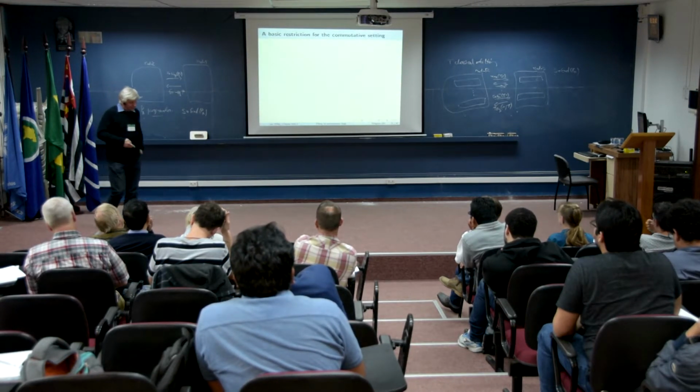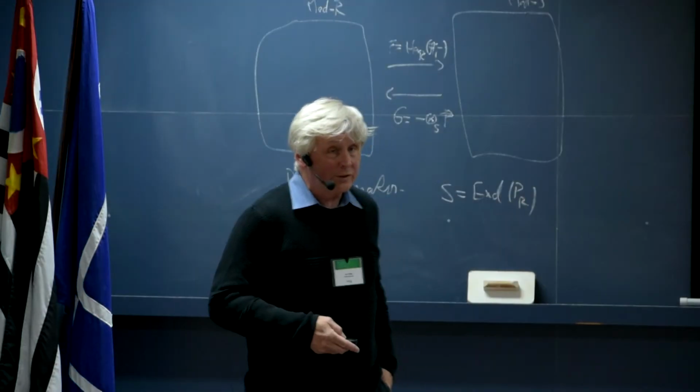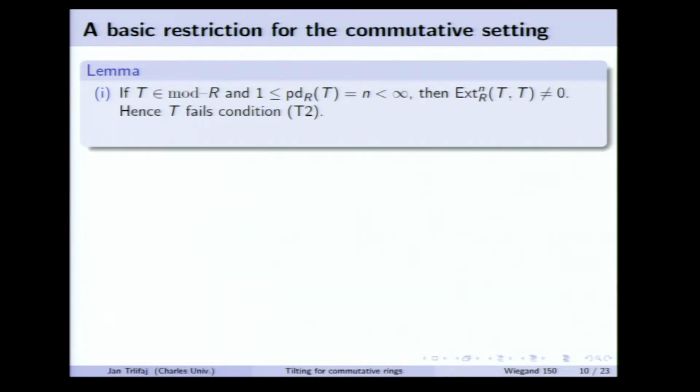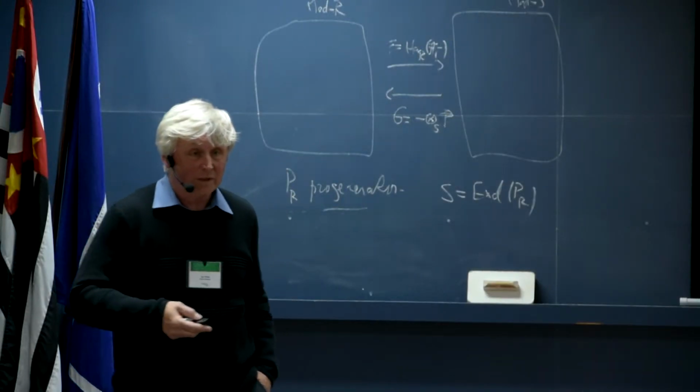Okay, so let's now come back to the point why we need infinitely generated modules. So the lemma, which I will prove in a minute, says that if you have a strongly finitely presented module over a commutative ring, which has projective dimension at least 1, finite, then the Ext functor for T is non-zero. So it will never satisfy condition T2. And as a corollary, if you have a classical tilting module over a commutative ring, it's necessarily projective. So it's a trivial setting.